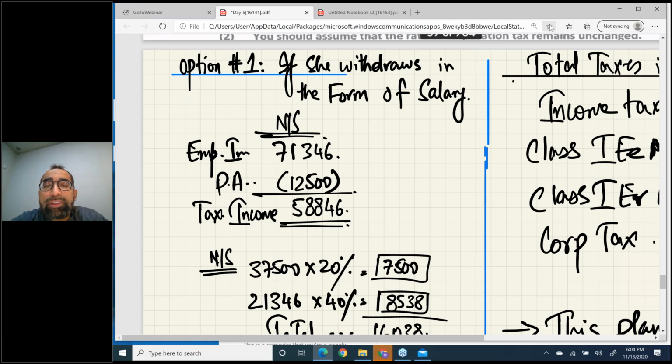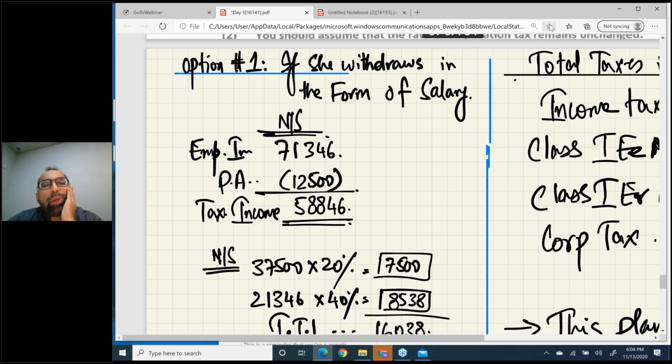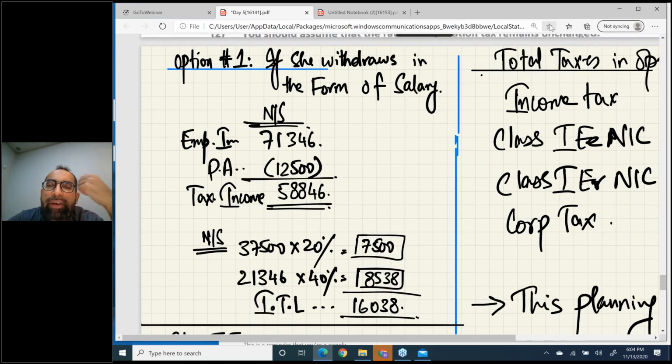And when your ANI is less than 1 lakh, you get a personal allowance of 12,500. Okay, so in this case, you will have a taxable income of 58846. Now, let's calculate the tax. Very simple. This 58846 is your non-saving taxable income. So you know the band limits. The first band is 37,500. So you will apply 20% on 37,500. And now let's calculate the extra amount: 58846 minus 37,500.